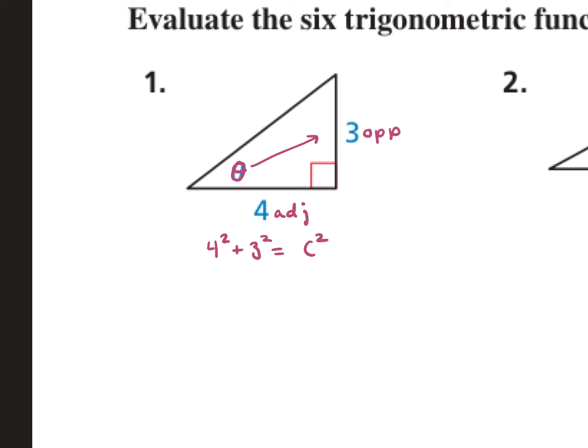So c squared. 4 squared is what? 16. 3 squared would be 9. That's equal to c squared. What's 16 plus 9? 25. So if 25 is equal to c squared, what's c equal to? 5. Perfect. Just take the square root, c is equal to 5. So 5 is our hypotenuse.